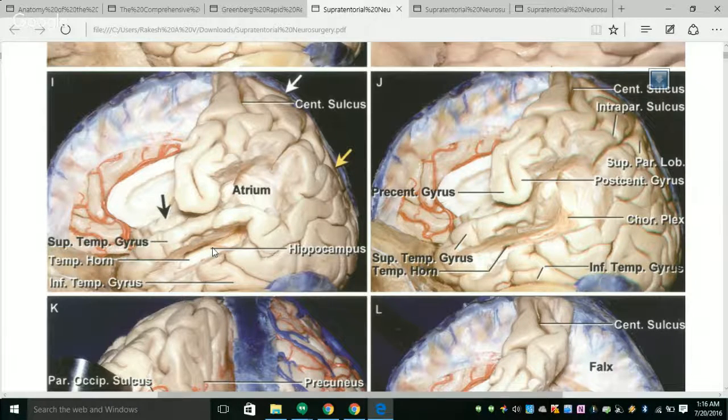So I'll just cut the slide now and continue. So we said that the yellow arrow is where the upper end of the right occipital sulcus reaches the superior border. Okay, and now let's go on.